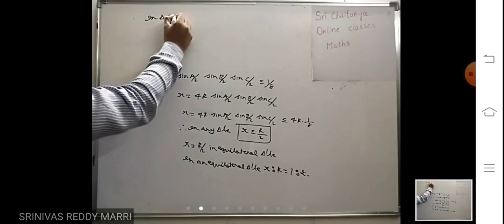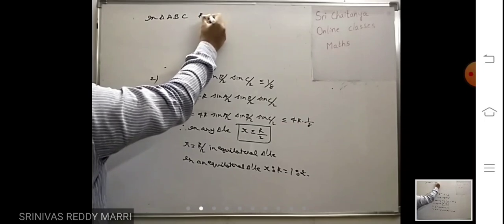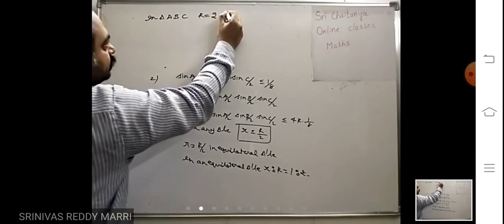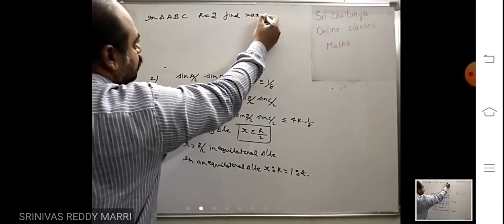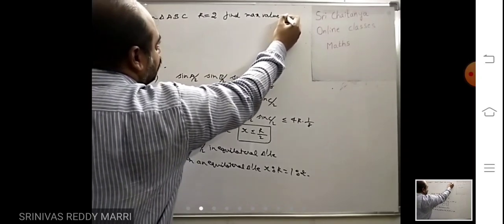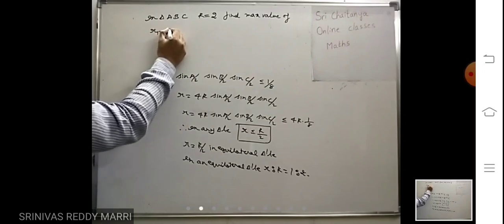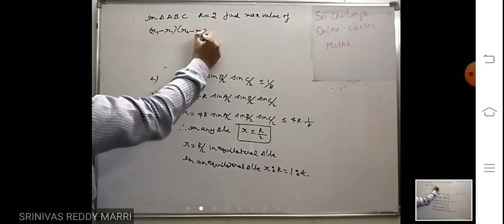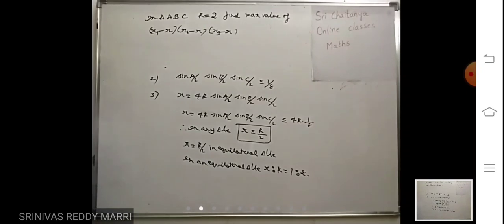In triangle ABC, circumradius R equal to 2. Find the maximum value of (r1 minus r) into (r2 minus r) into (r3 minus r). Let us say he has asked like this.